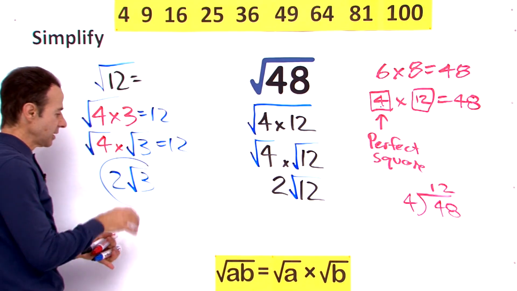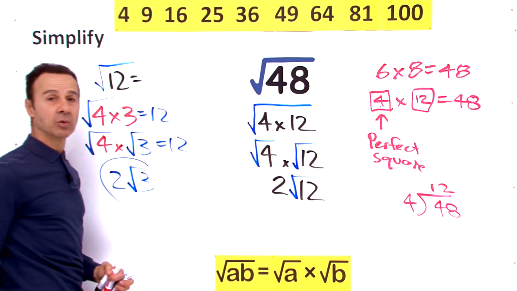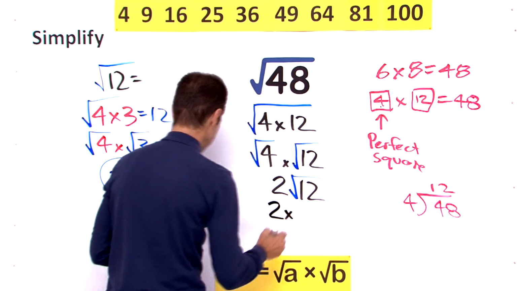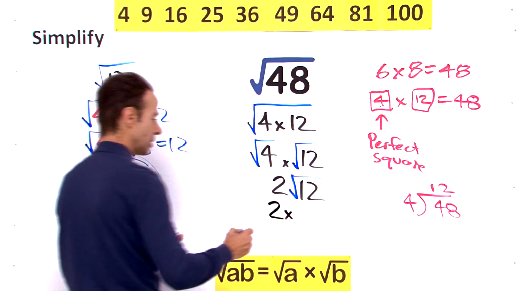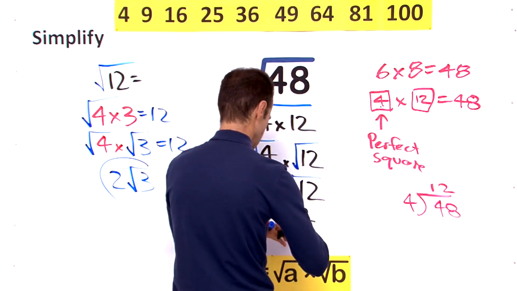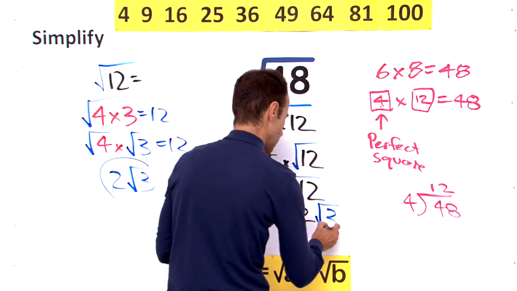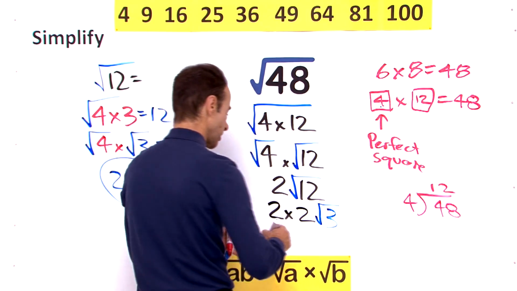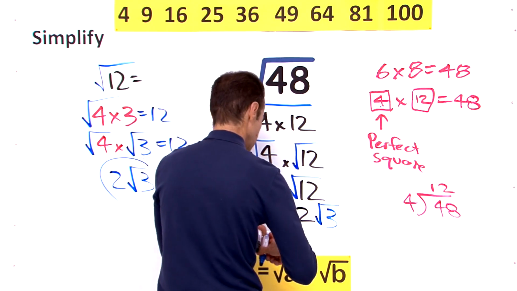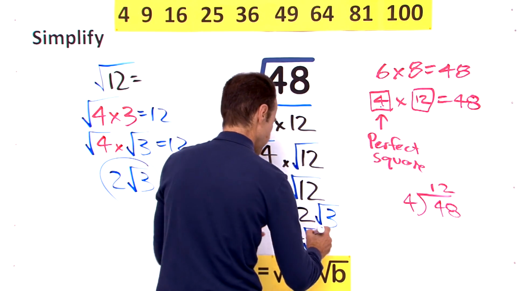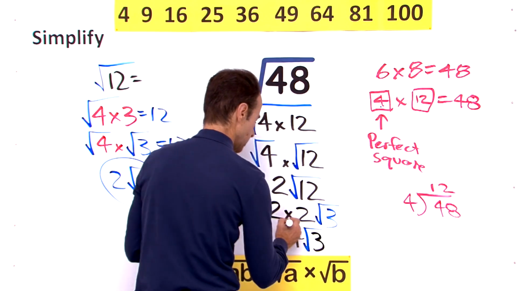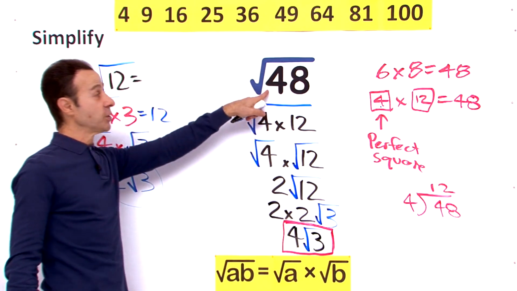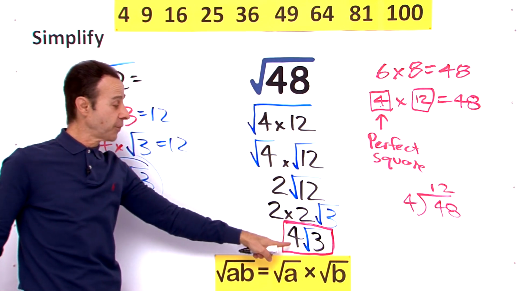So all we have to do is take that and drag and drop it right over there. So we still got the 2, don't get rid of that, times 2 root 3. Okay, so let's simplify it further. 2 times 2 is 4. So the answer is 4 root 3. And that's your answer. So if we simplify the square root of 48, it's 4 root 3.